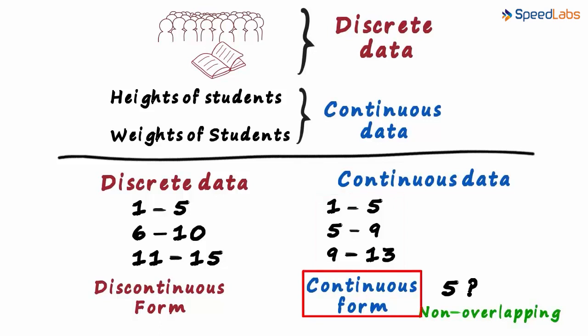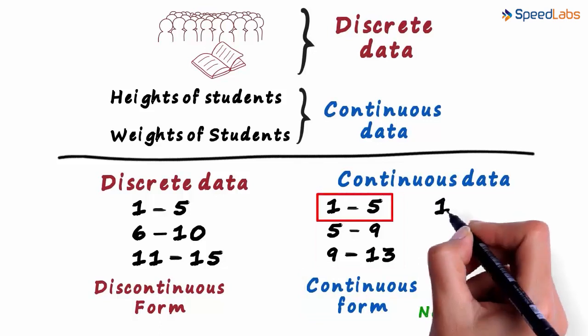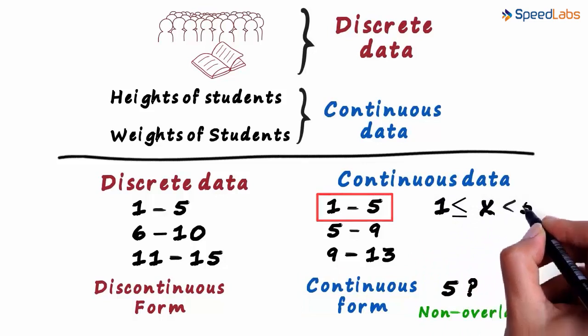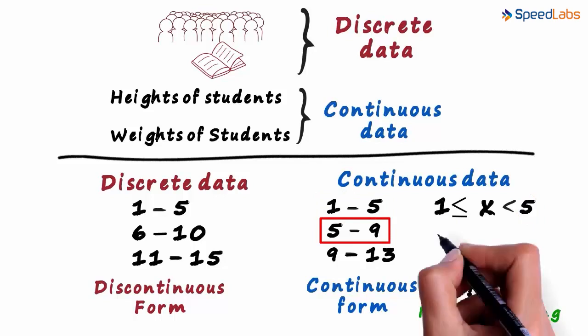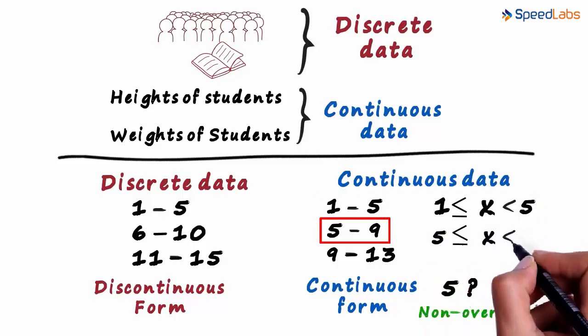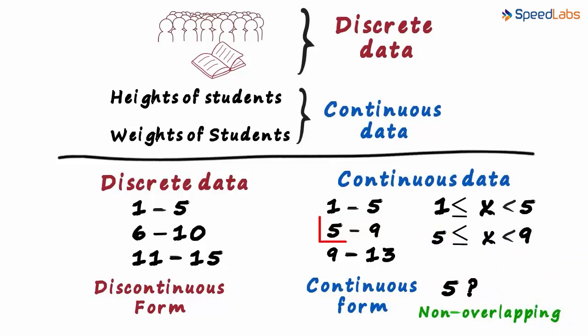In the continuous form of grouping, 1 to 5 means 1 less than or equal to x less than 5. It means that the number 1 is included in the first group, while 5 is not included in it. In the same way, the second group would be read as 5 less than or equal to x less than 9. It means 5 is included in the second group, but not 9. That answers our question. 5 is included in the second group and not the first. Similarly, 9 will be included in the third group and not the second. So do not assume that the groups are overlapping.